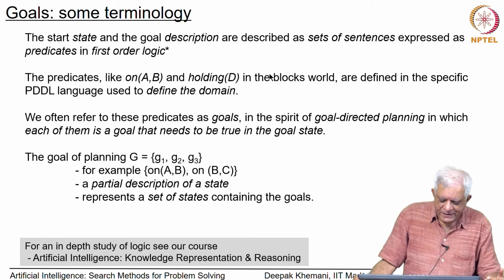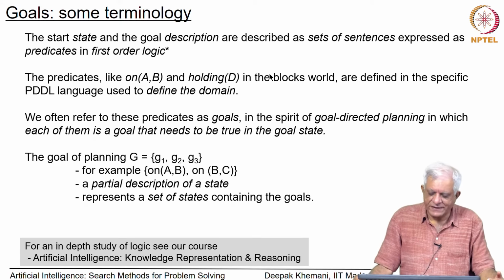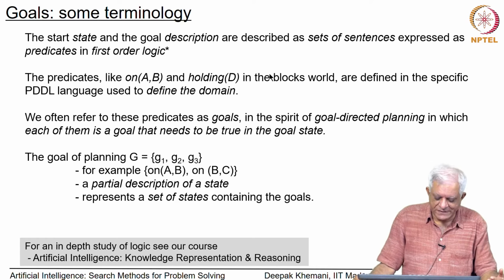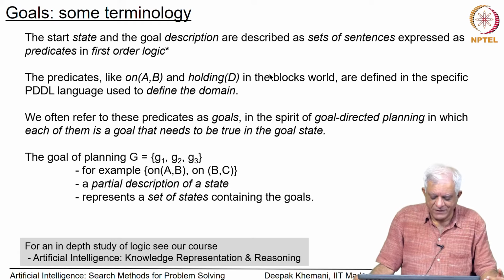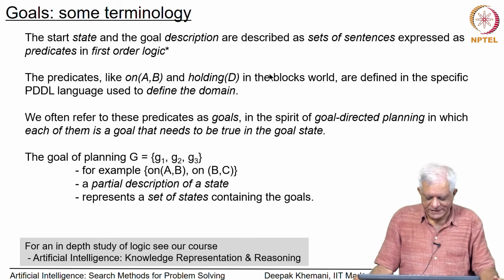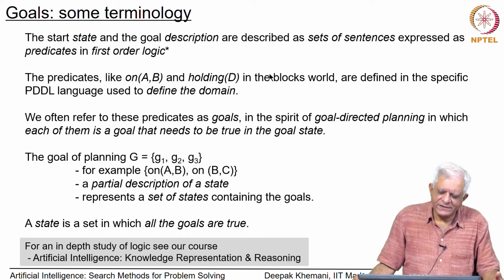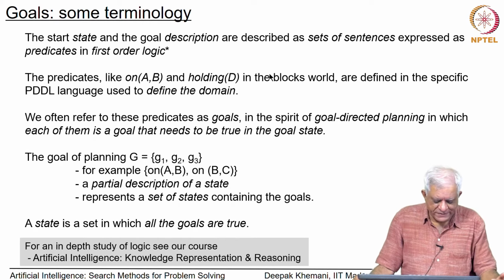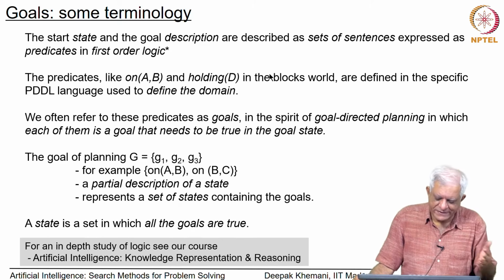Now, a set of such sentences or goals is a partial description of the state, because we have not specified what else is true in the world which we call a goal state. So, because the other things could be anything, we can think of a goal description as representing a set of goal states. A state, if you want to use the goal terminology, is a set of such sentences or goals in which all the goals are true essentially.